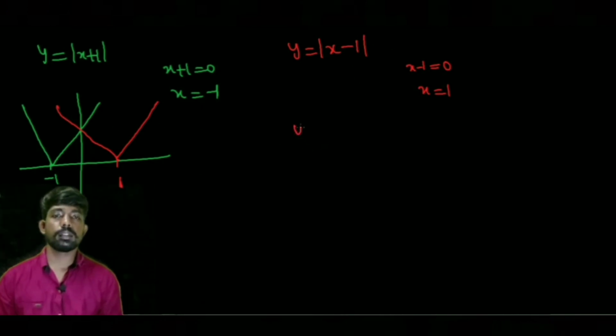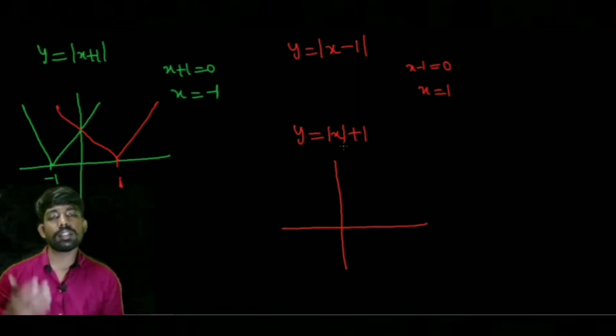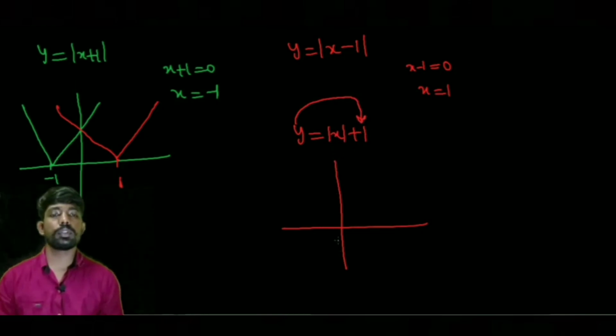Now next is y is equals to mod x plus 1. The mod x graph is always a V shape. So the y-intercept is 1, so the V shape shifted 1 unit along the y-axis. So this is the graph.